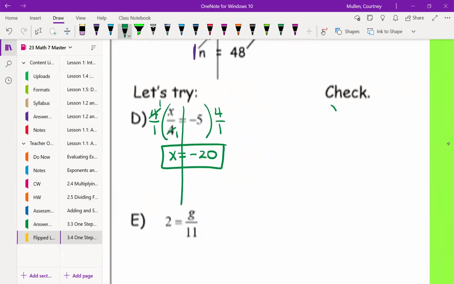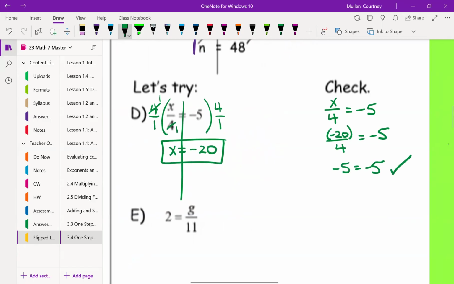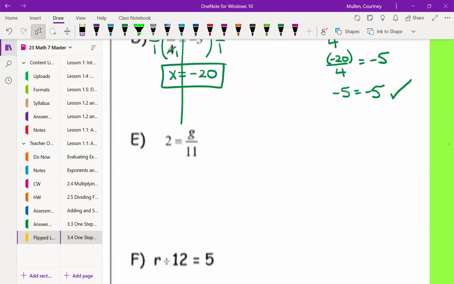For our check, we have x divided by 4 equals negative 5. If I substitute our solution in for x, negative 20 divided by 4 is negative 5. So that checks out. You try number 2 on your own. Solve and check.